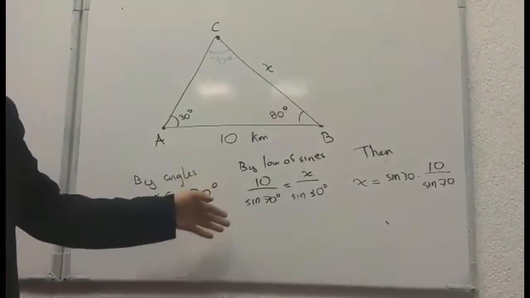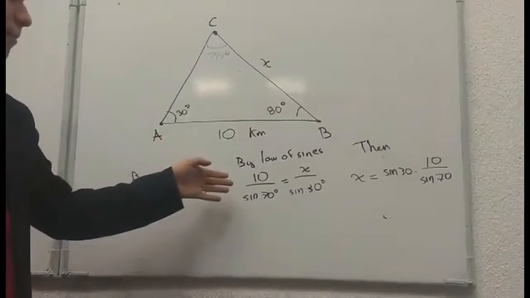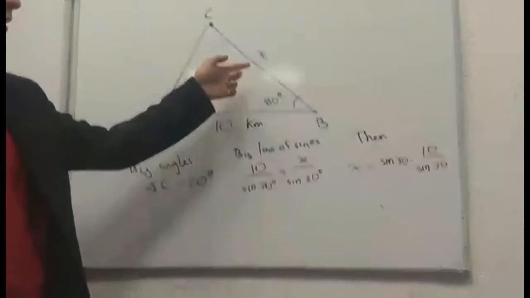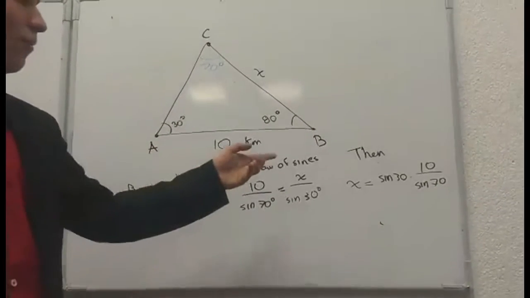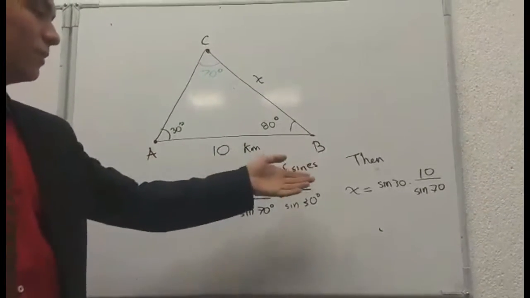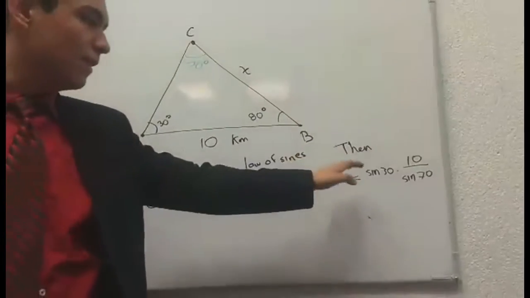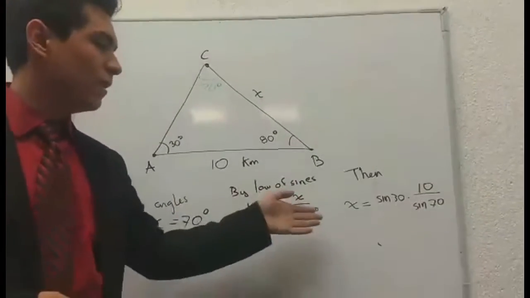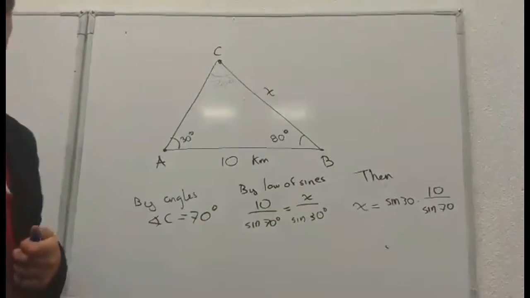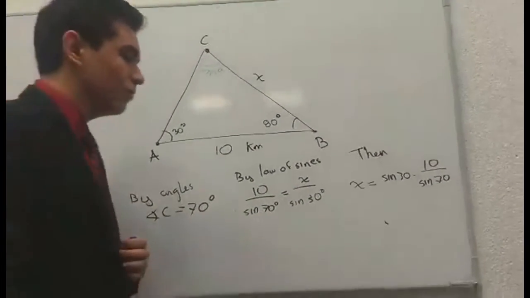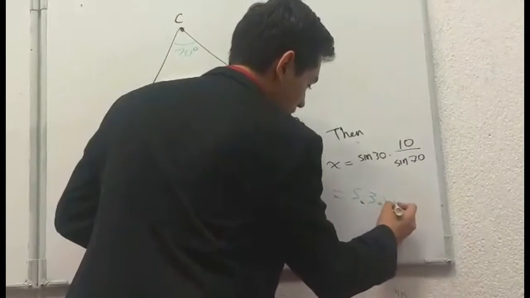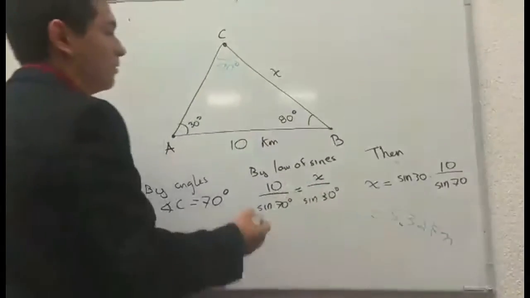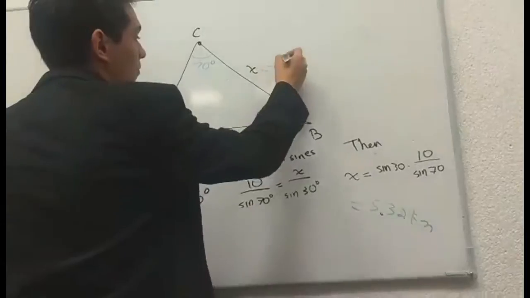If we use law of sines, we could substitute the values that we have and just leave the one that we don't have in order to get it. We have that if we express it and we simplify it, it's like this. So if we put these values in a calculator, the approximate value of the result would be 5.32 kilometers. So the x is equal to 5.32.